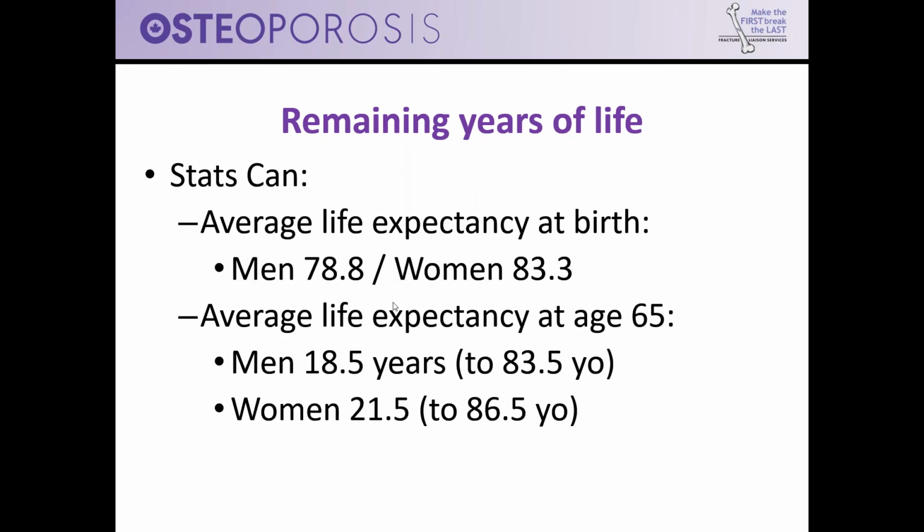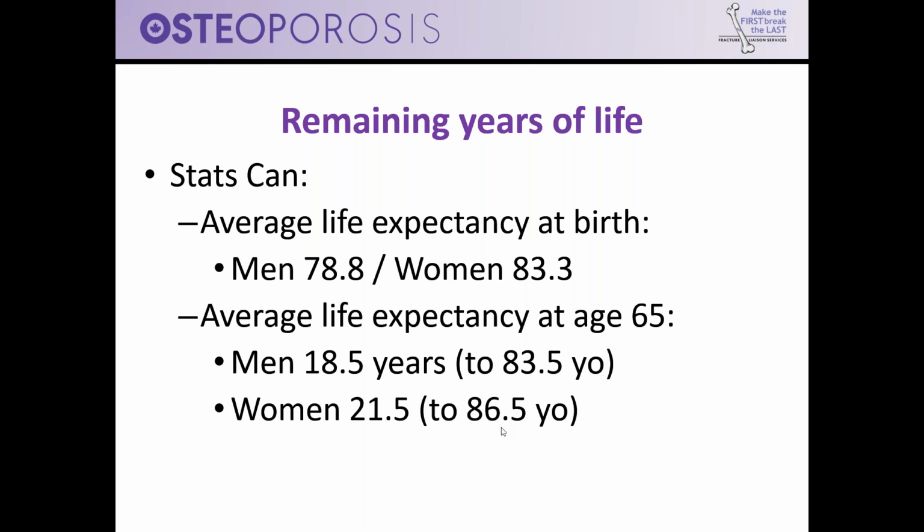So here's what I was able to find from Stats Canada. The average life expectancy at birth of Canadians in men is 78 years, women 83. However, if you look at the average life expectancy in individuals who make it to age 65, then you can see that a man of 65 has an expected average life expectancy of 18 years, which would bring them to 83 years old. And in women, to bring them to 86 years old.